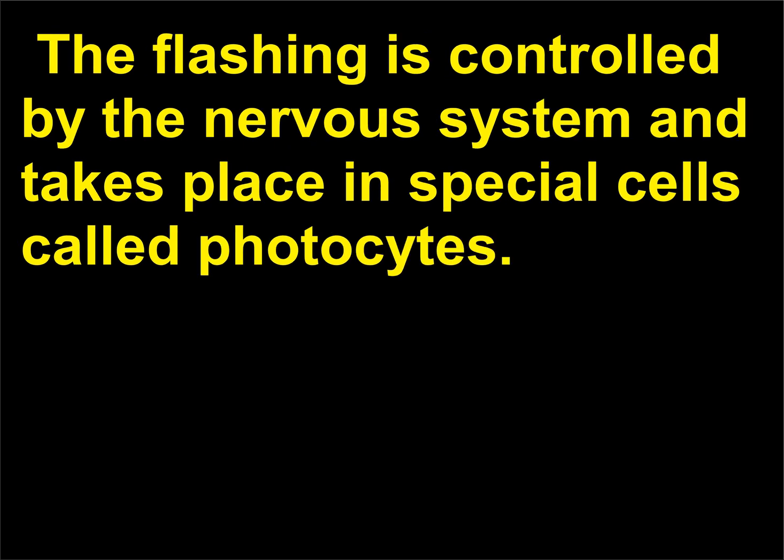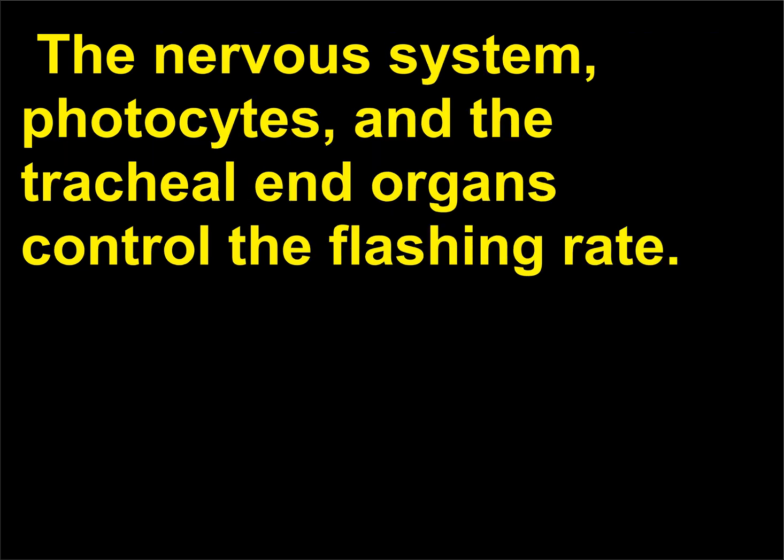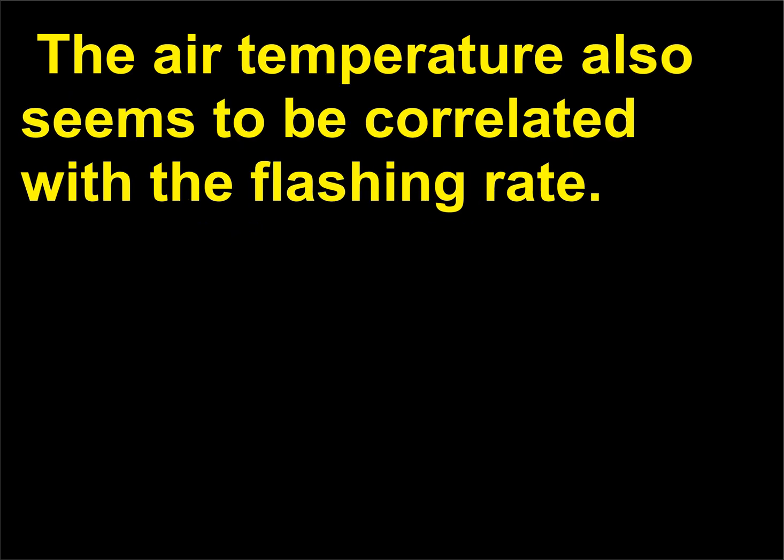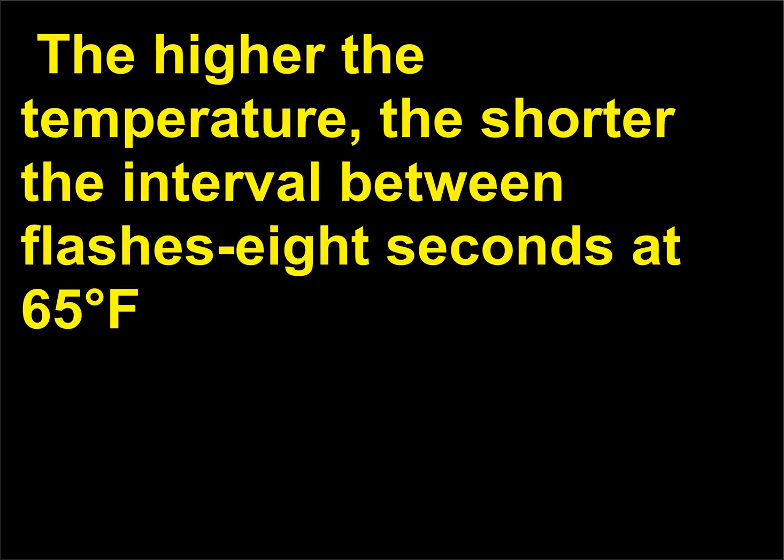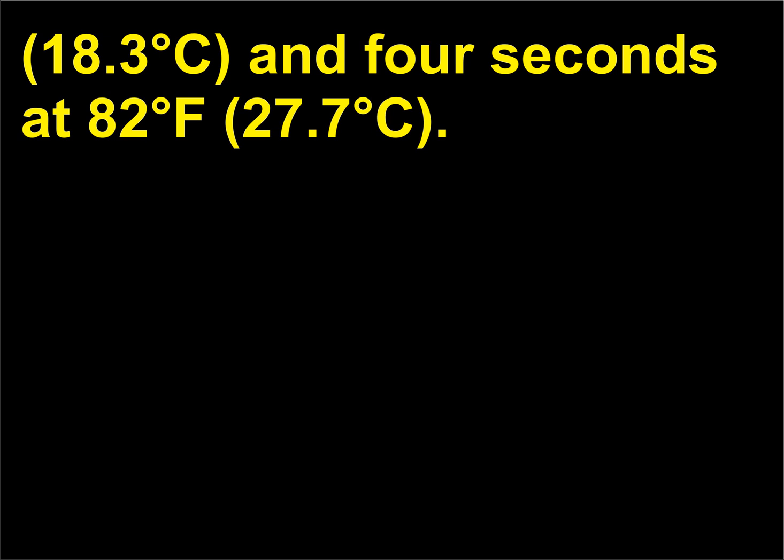The flashing is controlled by the nervous system and takes place in special cells called photocytes. The nervous system, photocytes, and the tracheal end organs control the flashing rate. The air temperature also seems to be correlated with the flashing rate. The higher the temperature, the shorter the interval between flashes: 8 seconds at 65 degrees Fahrenheit, 18.3 degrees Celsius, and 4 seconds at 82 degrees Fahrenheit, 27.7 degrees Celsius.